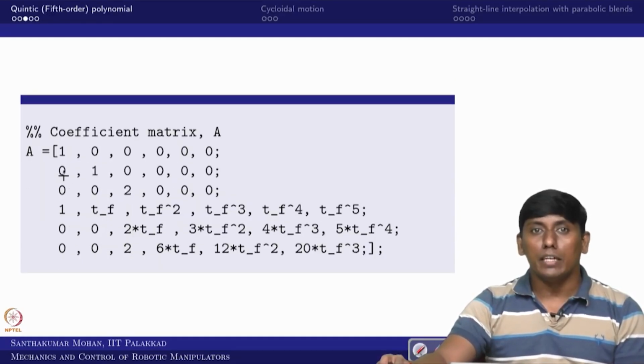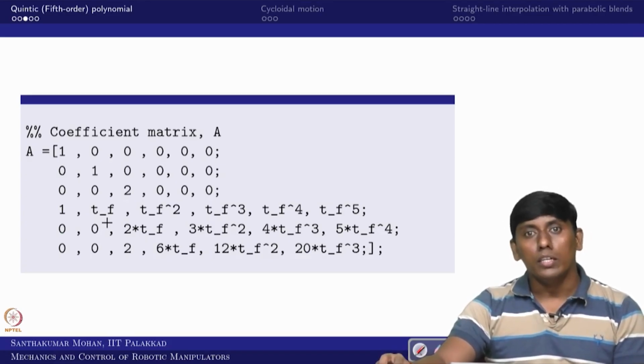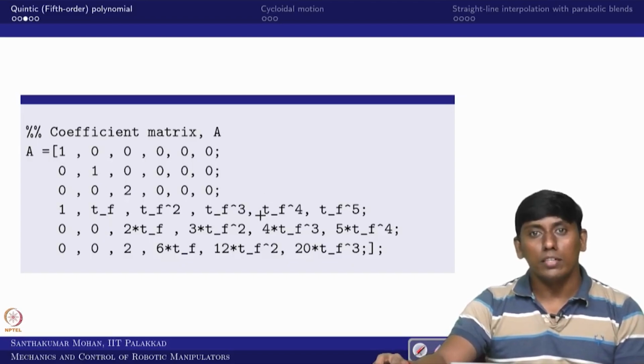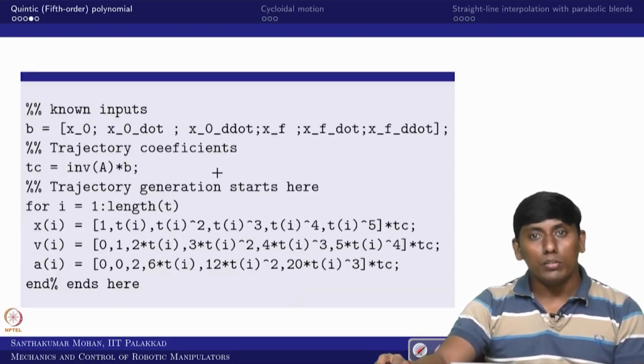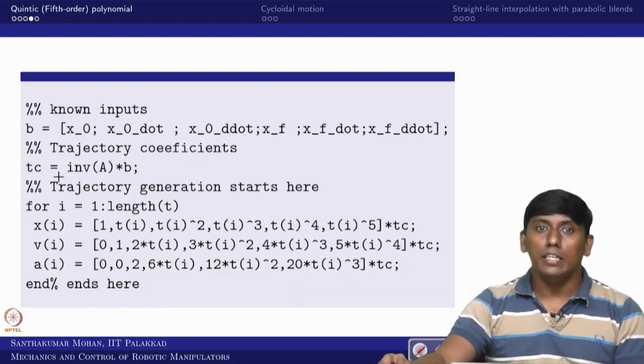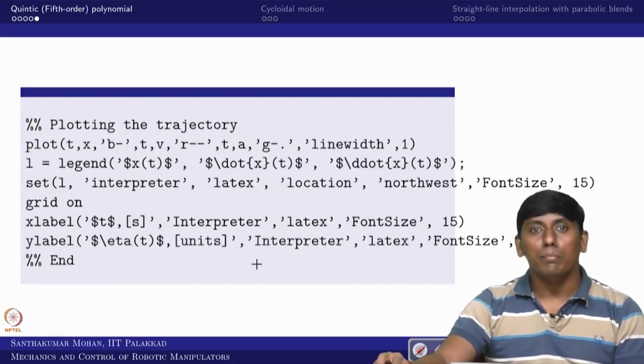Based on this we can rewrite the coefficient matrix. Earlier it was 4 cross 4, and now this is 6 cross 6. Based on this we can find the coefficients, where the B vector is given, and then the trajectory coefficients can be calculated. This is all standard protocol. You can see this is the position, this is the velocity and acceleration, and we can use the same Matlab plotting function that we wrote. The same thing we can use.